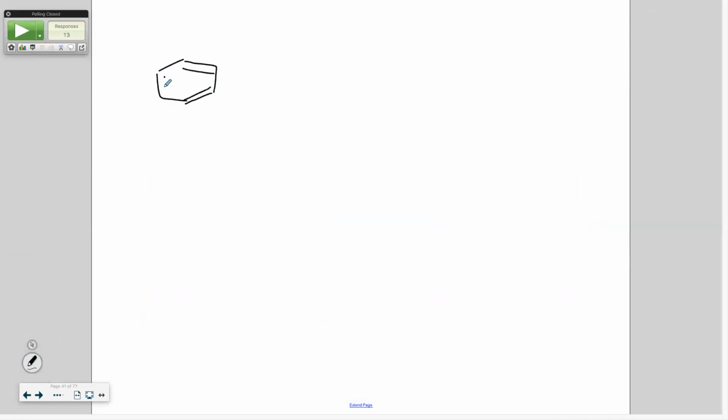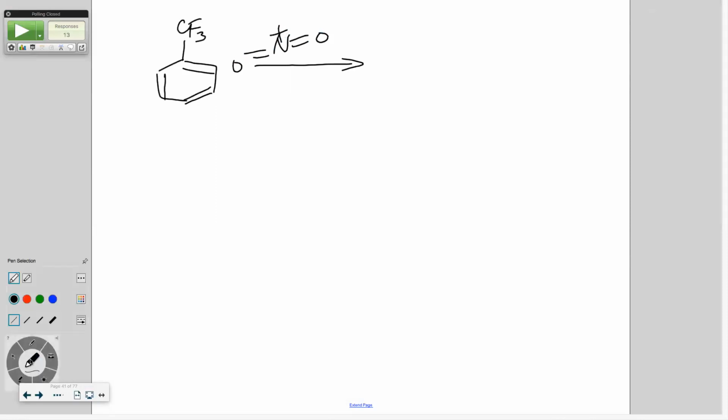Okay. So here is our benzene. And I'm going to put on it the CF3. So all I'm going to do is the part where the electrophile adds to the benzene. There's my electrophile, NO2 plus. I'm going to add it to the benzene ring. So I'm going to take my benzene ring and go to the N, and then you go out to the O. Remember?